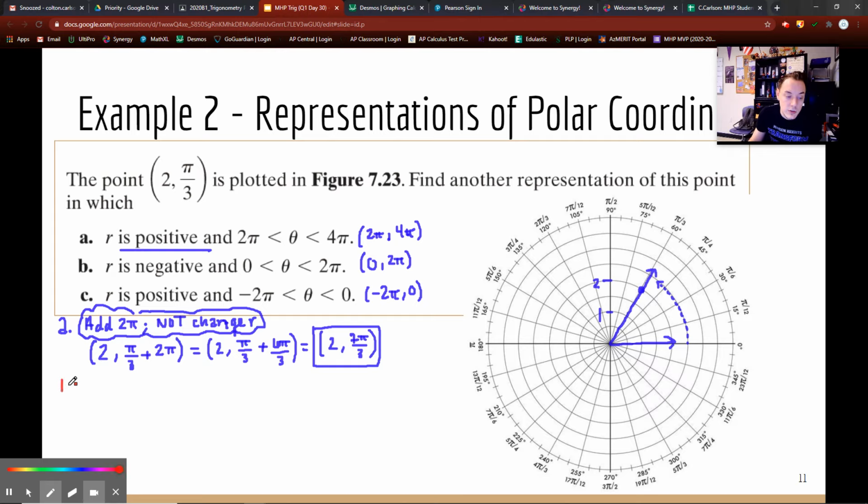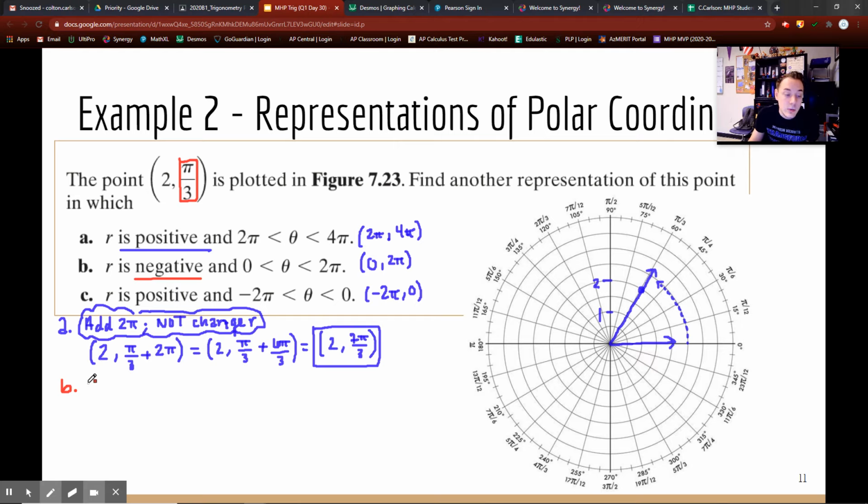So now let's go to B here. R is negative, which means I'm going to obviously change r to negative r. But then what am I going to do? Am I going to add 2 pi or am I going to subtract 2 pi? Well, if I subtract 2 pi from pi over 3, that means I go into the negative angles, yes? Because pi over 3 is just right up at the top. If I subtracted pi, it would go into the negative angles, and that would not be within my interval, 0 to 2 pi.